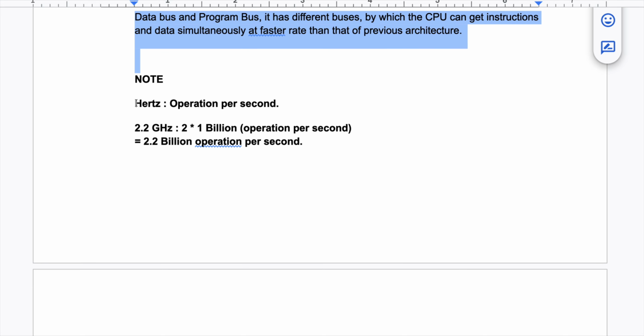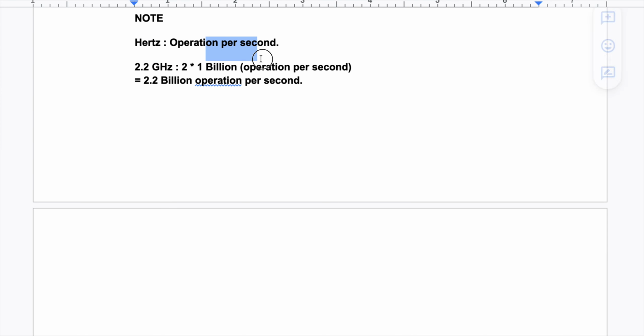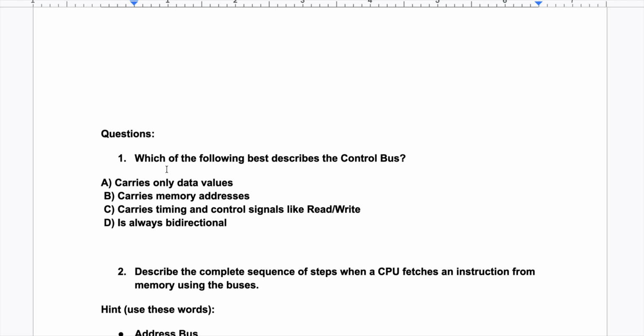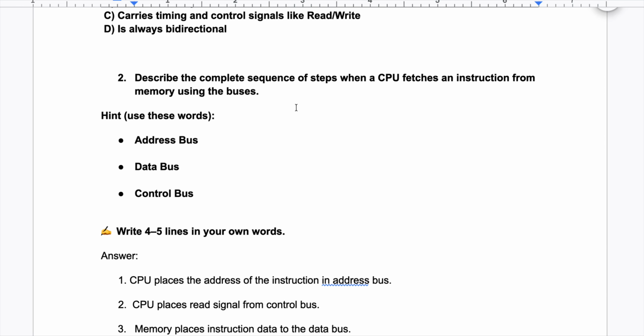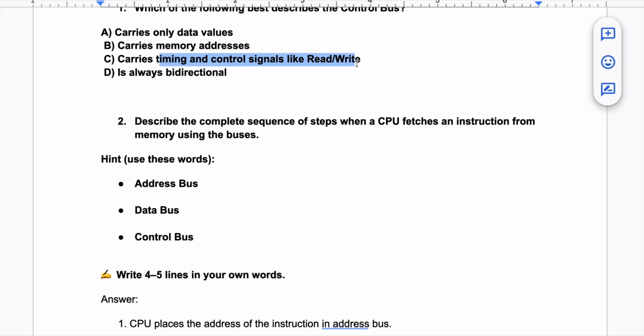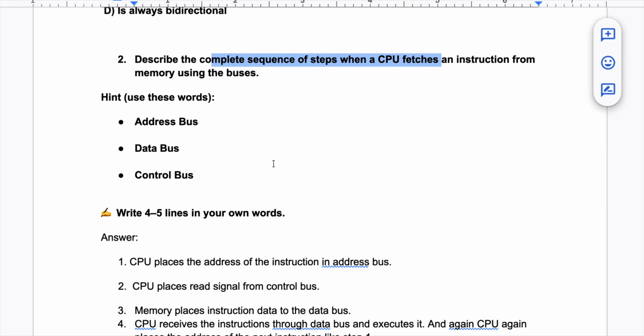Hertz is the operations per second, so gigahertz means billion operations per second. You have to remember that. I've already explained the control bus: timing and control signals, right? And it describes the complex sequence of operations.